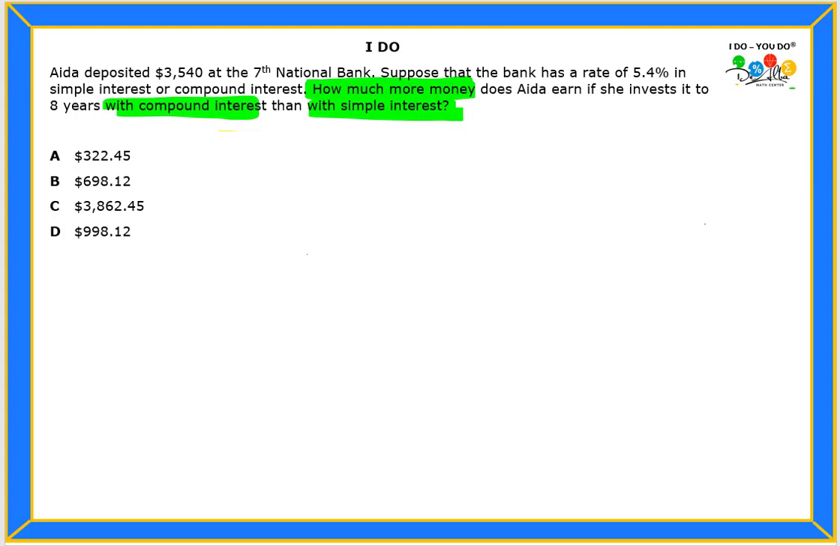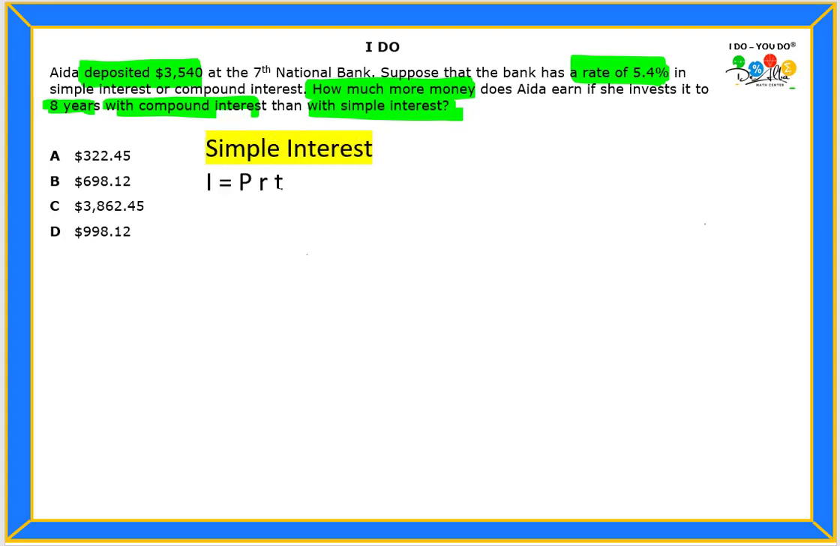Okay? So how much money are we talking about? Well, it says that she deposited 3,540. And it's also telling us the rate that they're going to be giving you as an interest, which is 5.4%. And we know the number of years, which is 8. So I think we got all the information, right? So let's start with the first formula. So we're going to do the simple interest. How about that? That's a little bit faster, right?